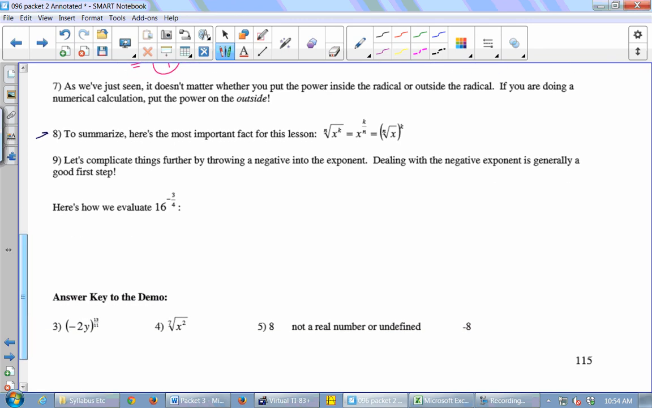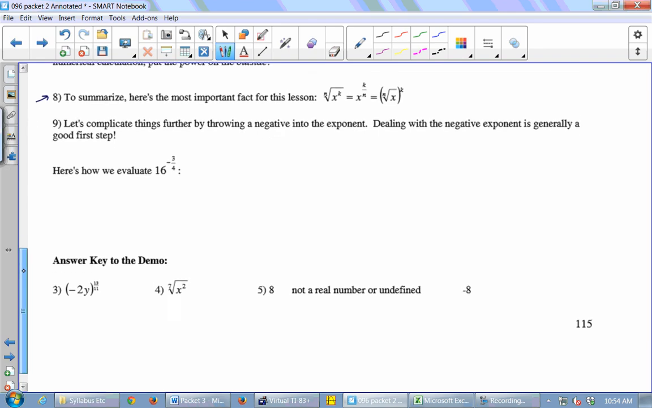And then this is just sort of the formula that we've just been using over and over and over again. All right, so let's complicate things just a little bit more. And we're going to put a negative in an exponent also. So in general, dealing with a negative exponent is a good first step. So if you have a negative exponent, get rid of that first before you do anything else.